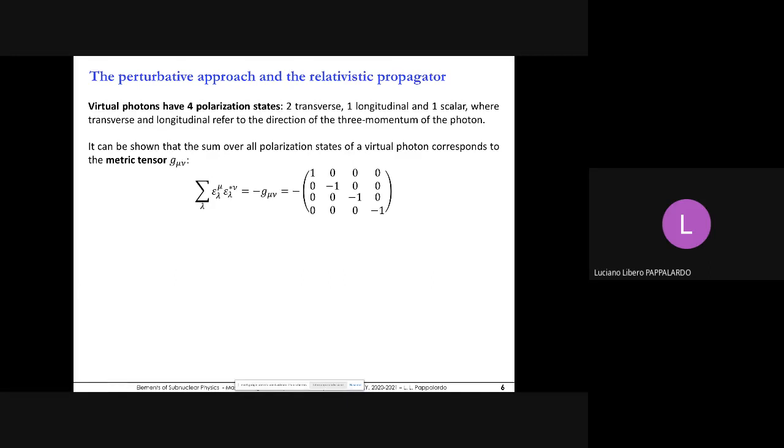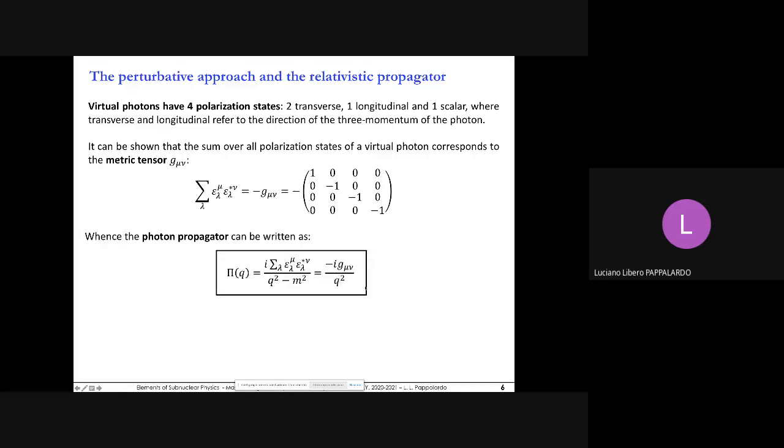And it can be shown, this we will not do here, it's quite complicated, that the sum over all the polarization states of the virtual photon corresponds to the metric tensor that we introduced already in the very first lesson. The metric tensor of special relativity, this one here. And so we can now write down the photon propagator in a more compact way.